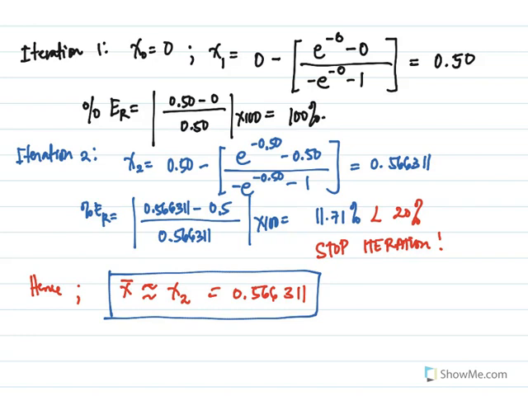And dun sa ating fixed point iteration, after I think 5 iterations, ang nakuha nating value is 0.60624 something, no? So ito naman 0.566311. And yet ito ay mas accurate dahil 11.71%, no? Mas mababa, no, yung relative error natin compared doon sa 17% na nakuha natin doon sa ating fixed point iteration method.